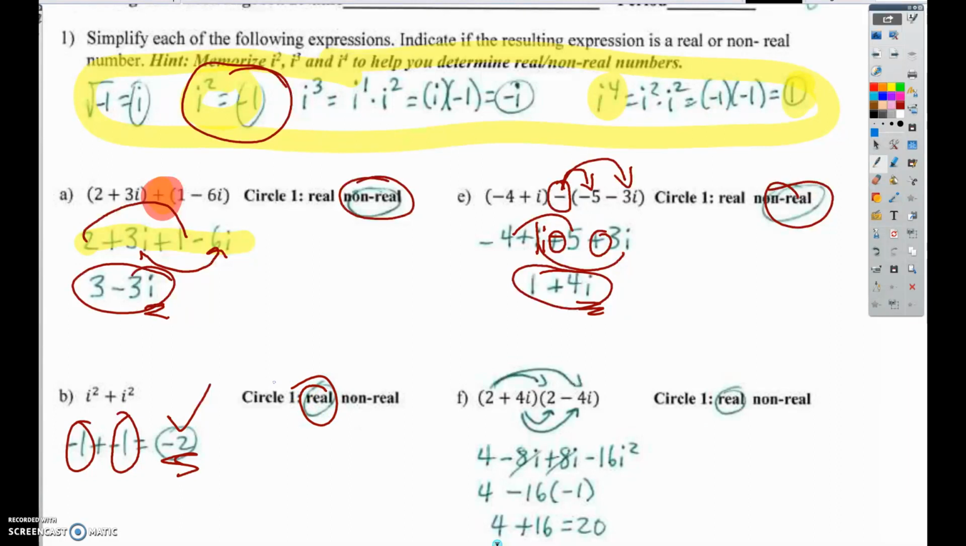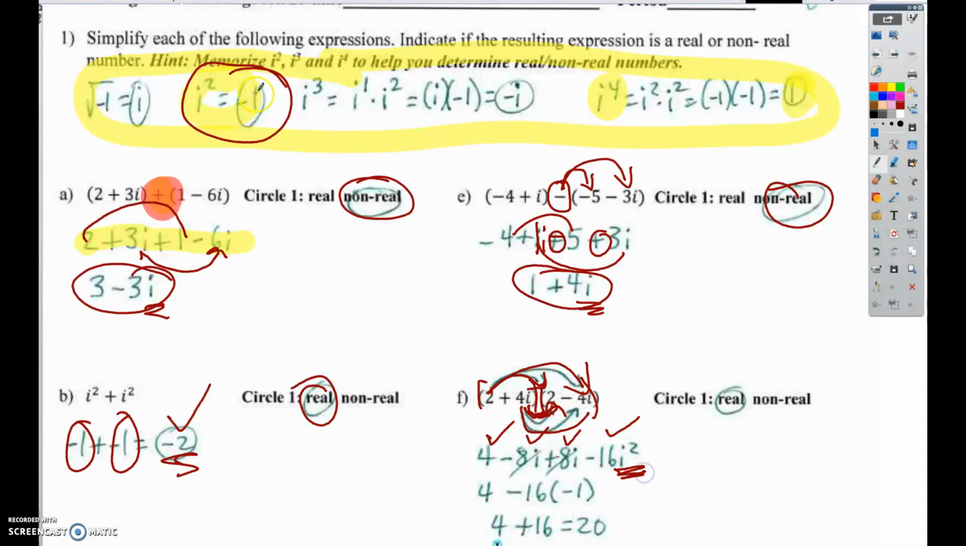Letter F. This shows two parentheses with no sign between them, indicating that it is multiplication. All of the arrows you see here are me doing FOIL, or as my tutoring student called it, extreme factoring or extreme distribution. So I'm going to multiply 2 times 2 for 4. 2 times negative 4i is negative 8i. 4i times positive 2 is positive 8i. And 4i times negative 4i is negative 16i squared.